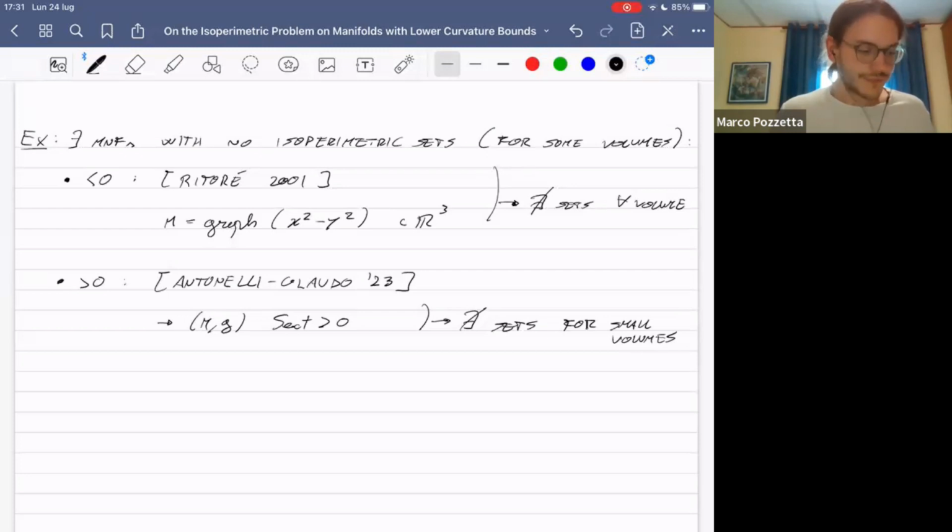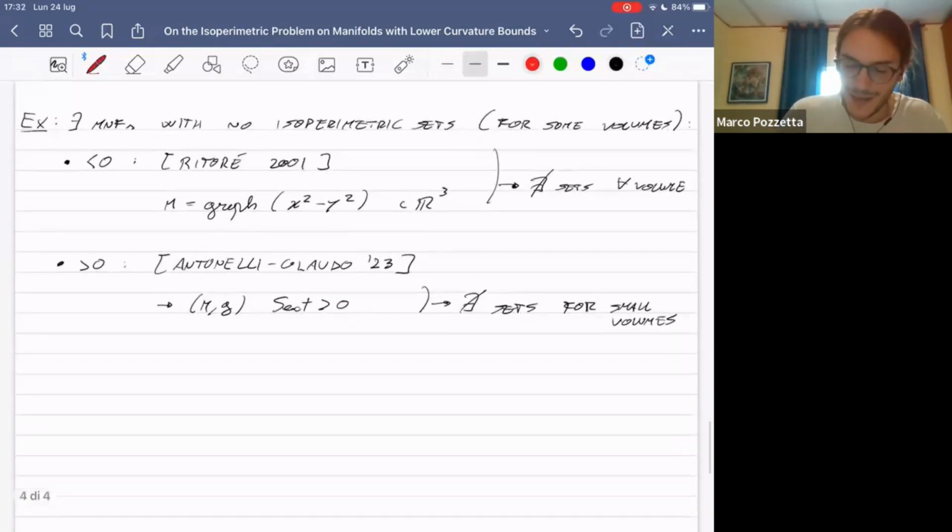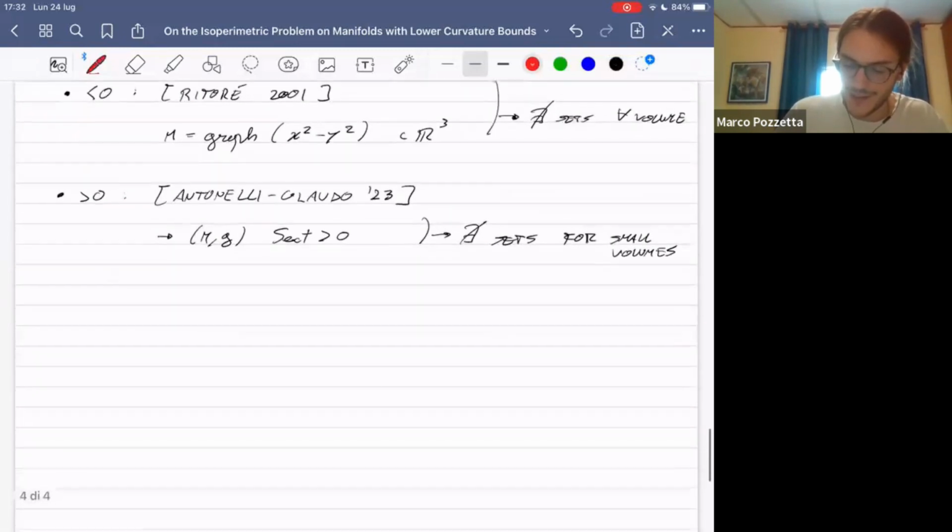And this could be a problem in attacking further questions on the problem. So, this is an overview on the definition of the problem, on some examples on Riemannian manifolds. And in the remaining time now, I would like to discuss another thing strongly related to the isoperimetric problem, that is the validity of the so-called isoperimetric inequalities. That is a word heard many times, but I never mentioned it for the moment.